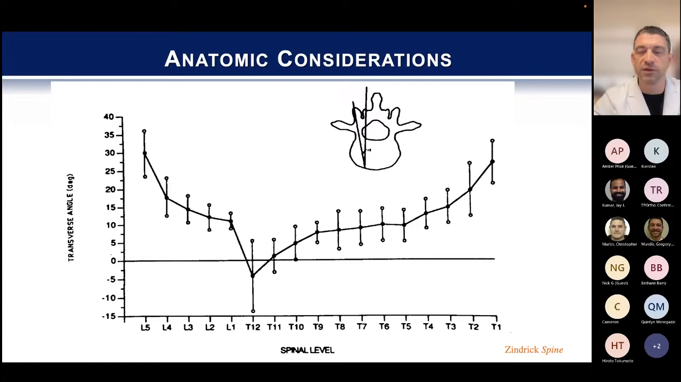And then at T12, like we talked about, there's a pretty sharp angular change that has a more medial to lateral trajectory. And then basically slowly over time, as you work your way back up to T1, the lateral to medial trajectory once again becomes the more common angle.